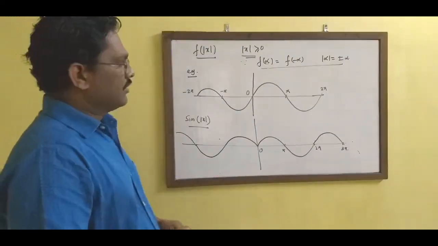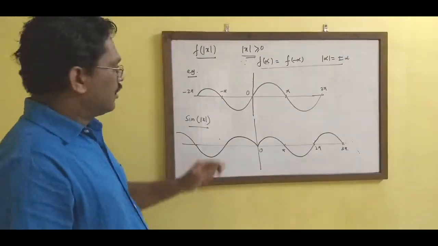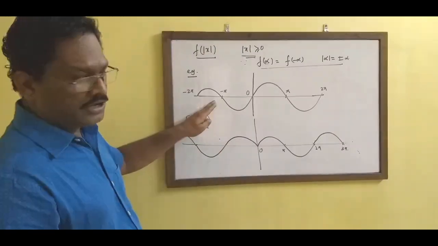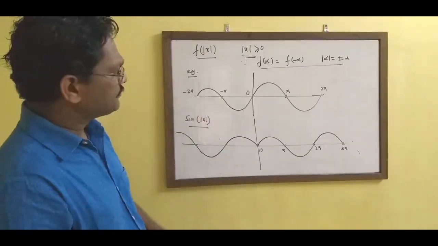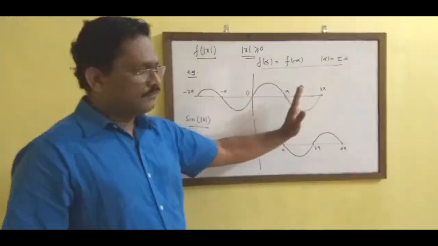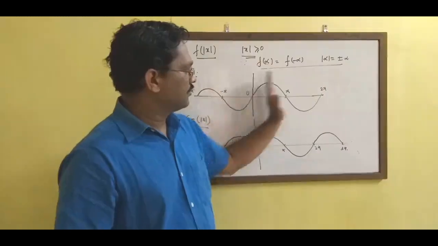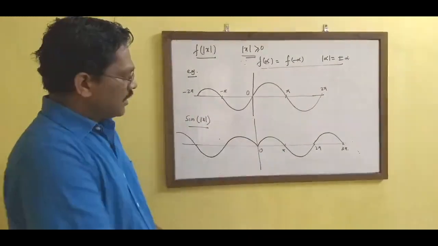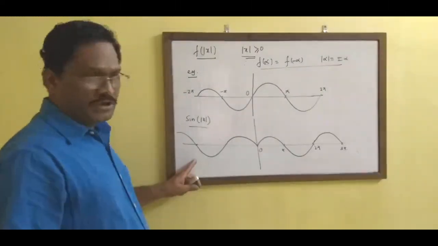Now, let's take another example. Once again, have a careful look. See what I have done in f of mod x. I have considered the graph of sine x valid for x greater than 0, that is the right side of the x-axis. I have retained that part, and I have taken the mirror image of this part about the y-axis.